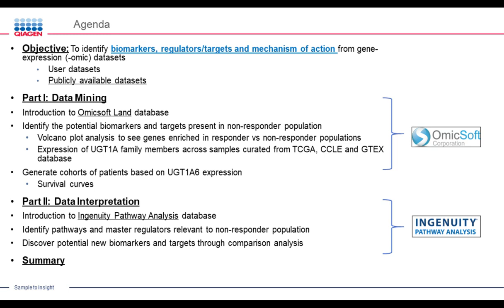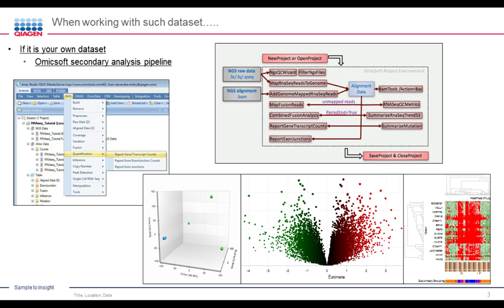In this part, we'll be looking at Ingenuity Pathway Analysis software. I'll introduce you to the second software and the database backing the software. Ingenuity Pathway Analysis is mainly used for interpretation. So if you have gene expression data, we'll look at how this data is associated with pathways and master regulators, and how it can also be used to discover biomarkers and do comparisons. And then we will end with a summary.